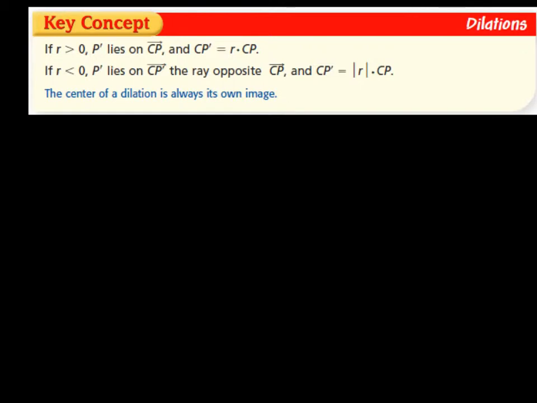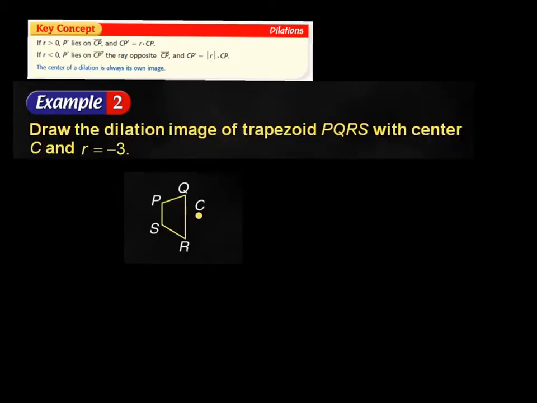At this point, some of you are probably starting to ask, why do I need a negative r? If r is positive, we're going in the same direction when we make our dilation image. If r is less than 0, if r is negative, we're going to go the opposite way. So we're moving in the opposite direction. So not only will we be changing size, but it'll look kind of like a reflection.